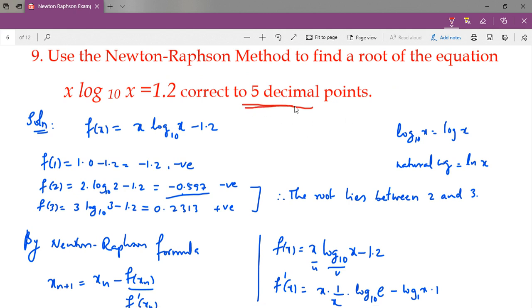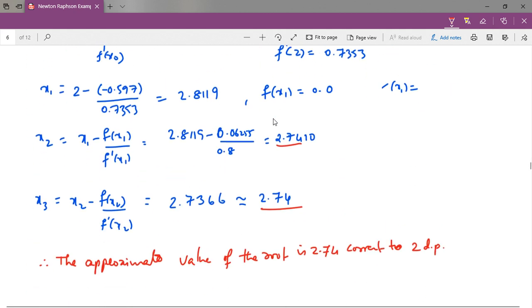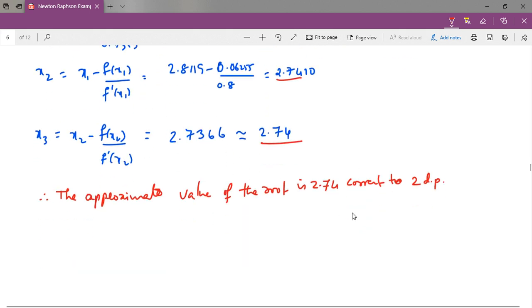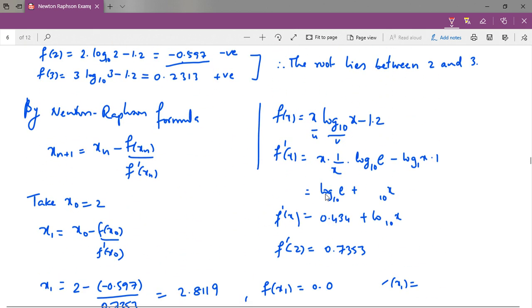They have asked for 5 decimal places. So 5 decimal places means a few more iterations you need to take, and you have to take 5 digits here in the x1 and x2 and all those things. So you can try that for 5 decimal places. For 2 decimal places, 2.73 is the answer.